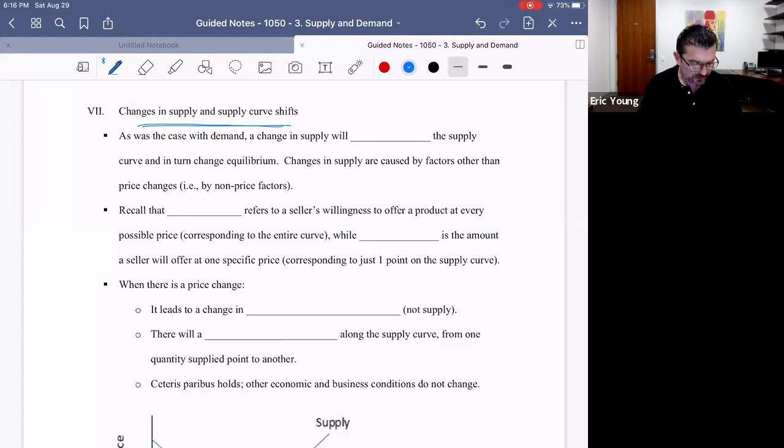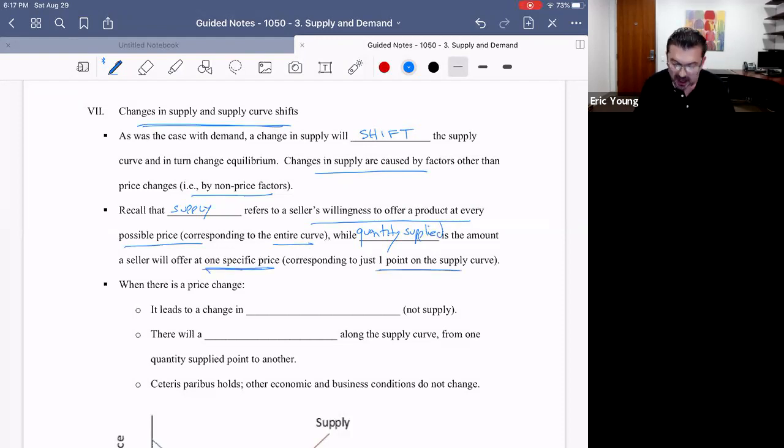All right. So as was the case with demand, let's start. A change in supply will shift the supply curve and in turn change equilibrium. Changes in supply are caused by non-price factors. That's important. You'll recall that supply is defined as a seller's willingness to sell a product at every possible price, and therefore the supply idea embodies the whole curve. Whereas on the other hand, the quantity supplied is the amount a seller will offer at one specific price, and that corresponds to one specific point on a supply curve. So again, that crucial distinction between quantity supplied and supply.